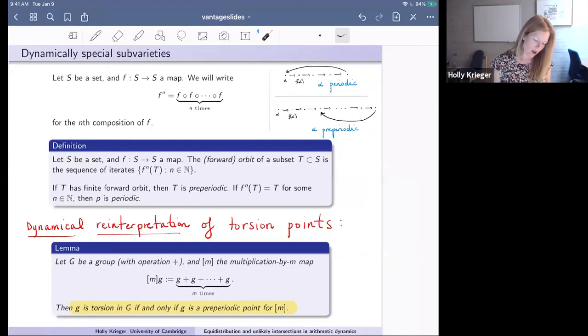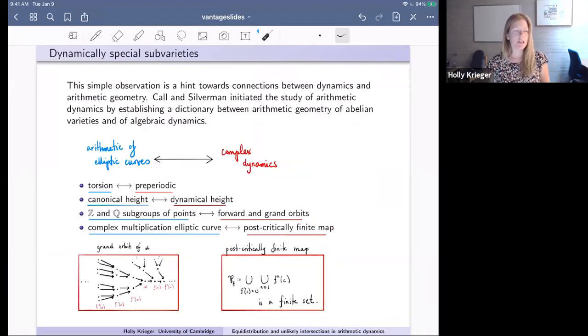Okay, so we have this translation then, which gives us a reinterpretation of this algebraic notion of special, i.e. torsion, into a dynamical notion of special, i.e. pre-periodic for some map. And this is just the beginning of a dictionary or thesaurus, whichever you prefer, connecting the study of the arithmetic of elliptic curves and the study of complex dynamics. We're gonna get into this dictionary a little bit. So we've already talked about how torsion points and pre-periodic points are related, right? I'm going to discuss in detail this second equivalence, the notion of canonical height on an elliptic curve and how it relates to a notion of dynamical height.